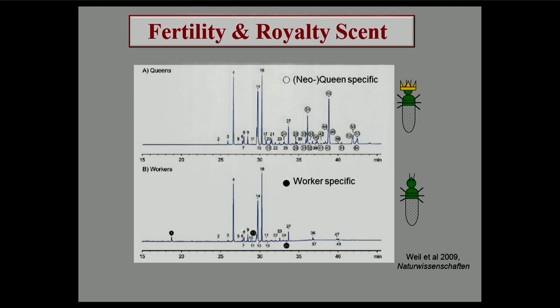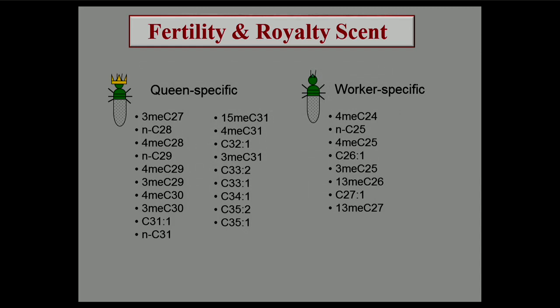And when one looks in detail into the chemical composition of the scent, one can see that the queens are characterized by long-chain cuticular hydrocarbons, and they can be either alkanes or alkenes, and they can be either methylated or non-methylated.